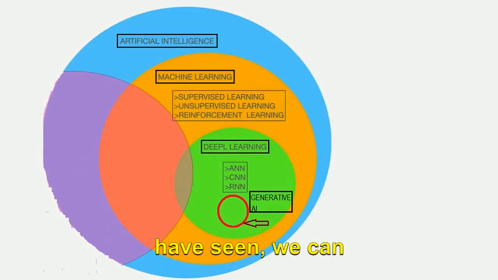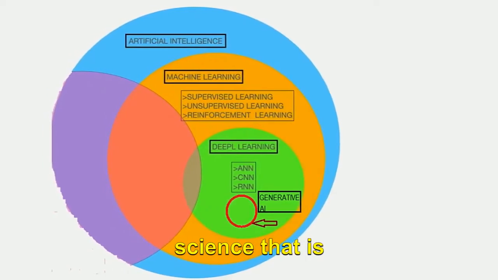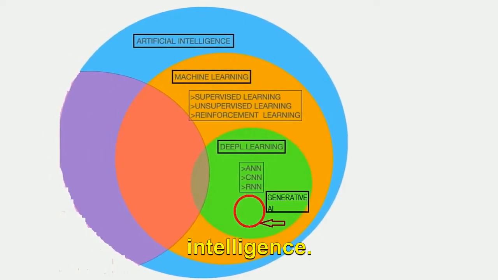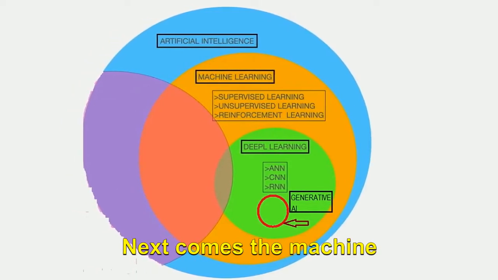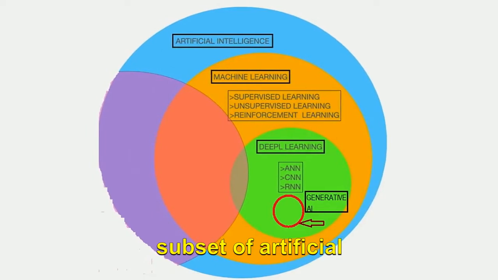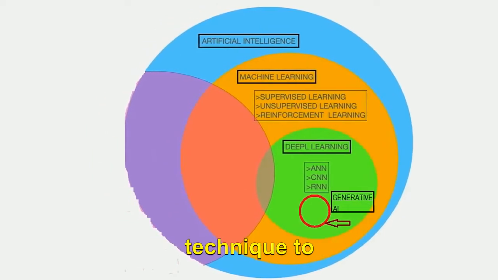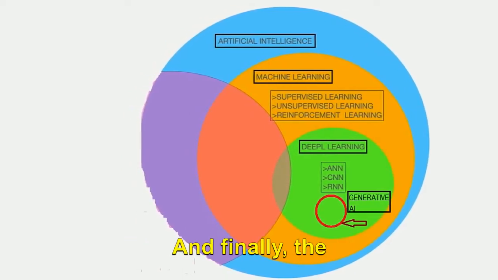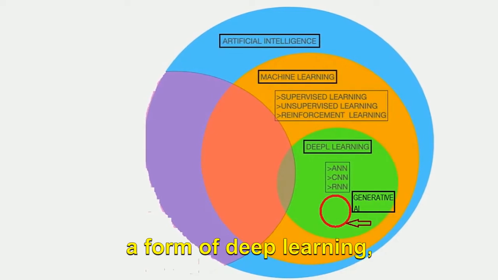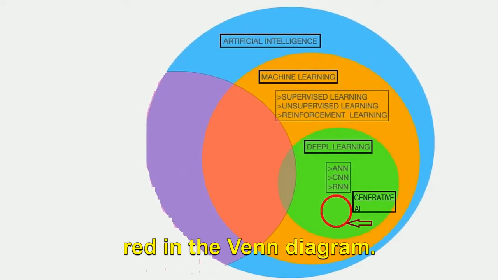From the video that you have seen, we can understand that artificial intelligence is a broad science that is mimicking human intelligence. It is a broad umbrella technology or the superset. Next comes machine learning, which is a subset of artificial intelligence. And then is deep learning, which is a technique to incorporate machine learning and is a subset of machine learning. And finally, generative AI, which is a form of deep learning to create new content. This subset of deep learning is marked as red in the Venn diagram.